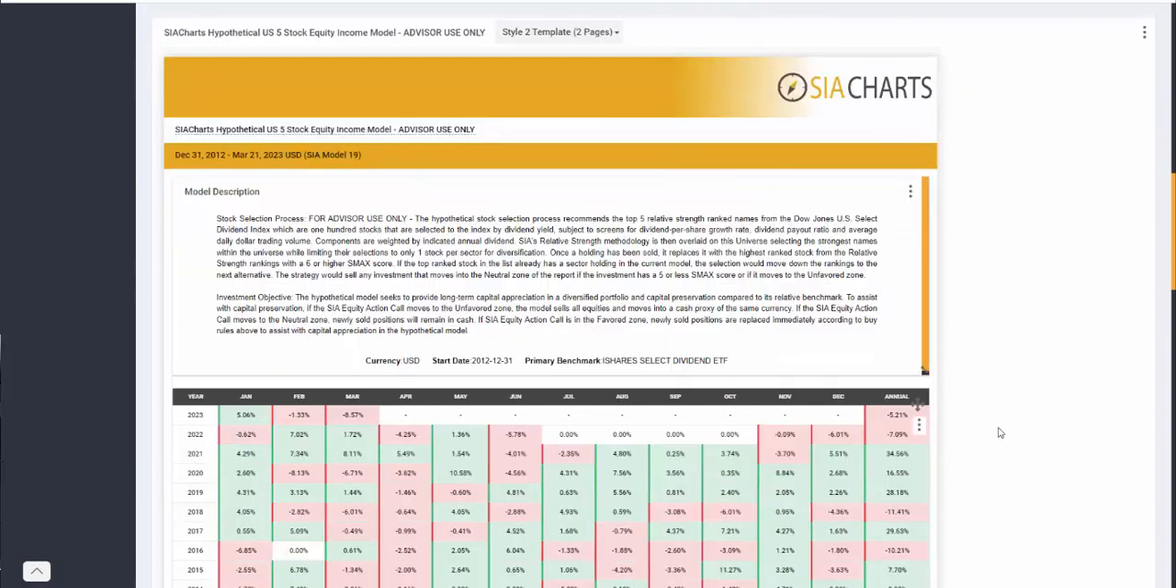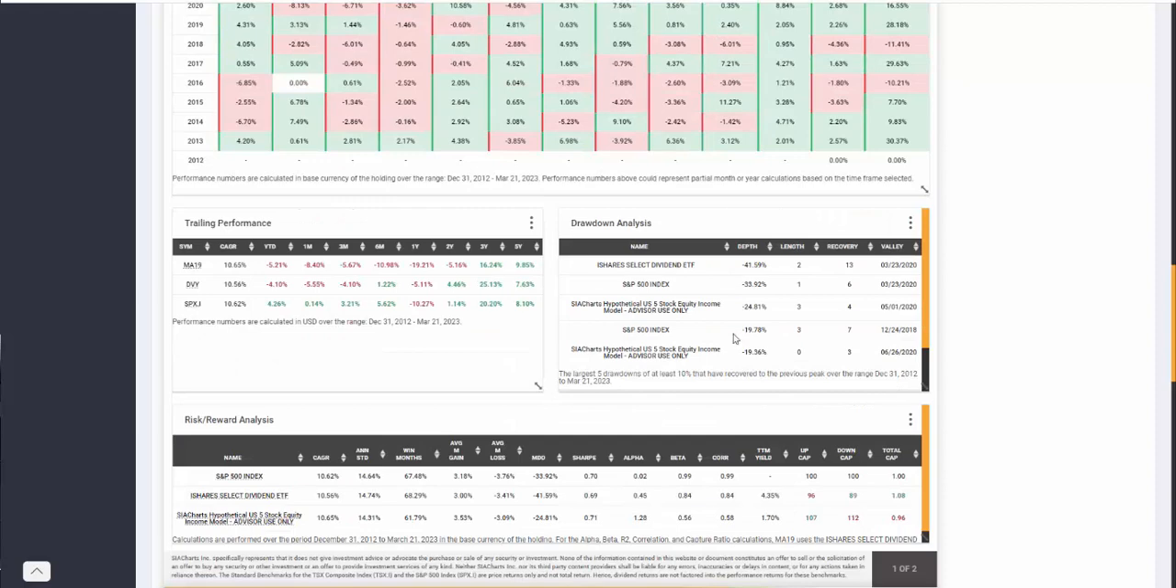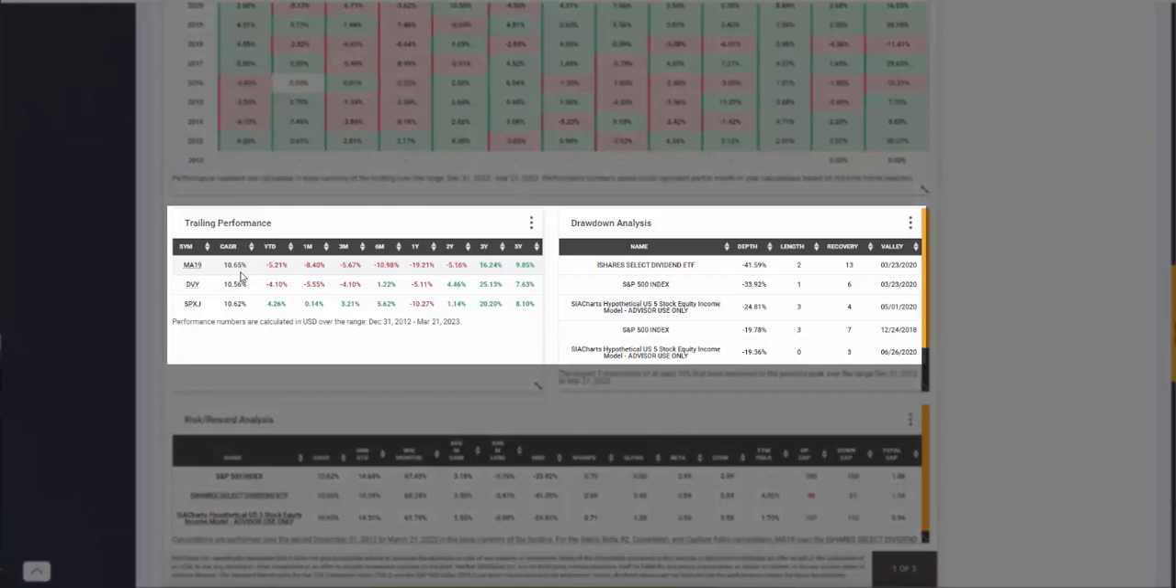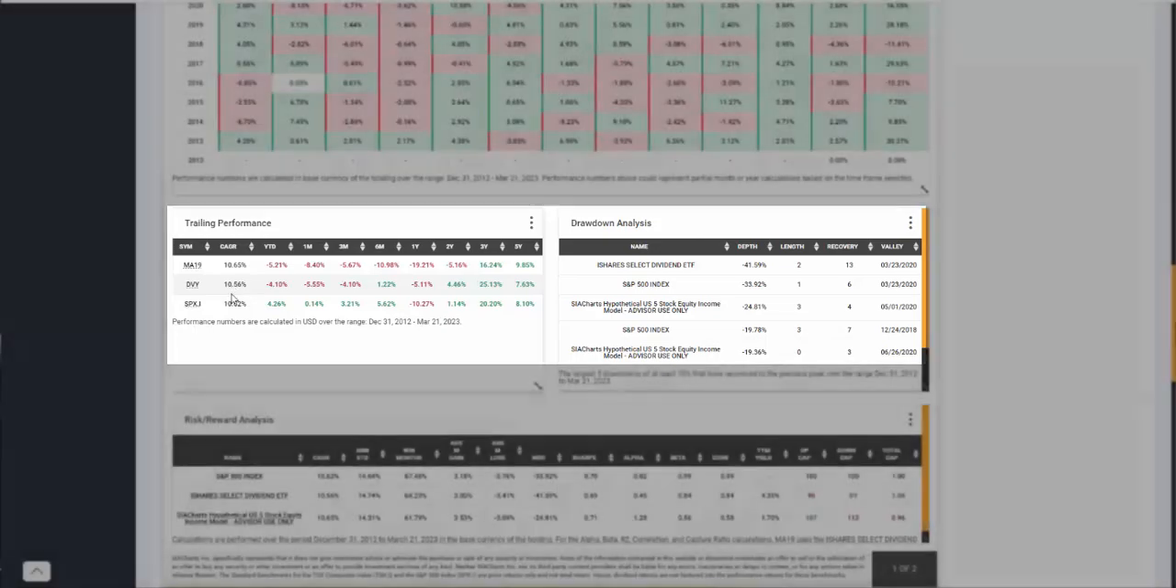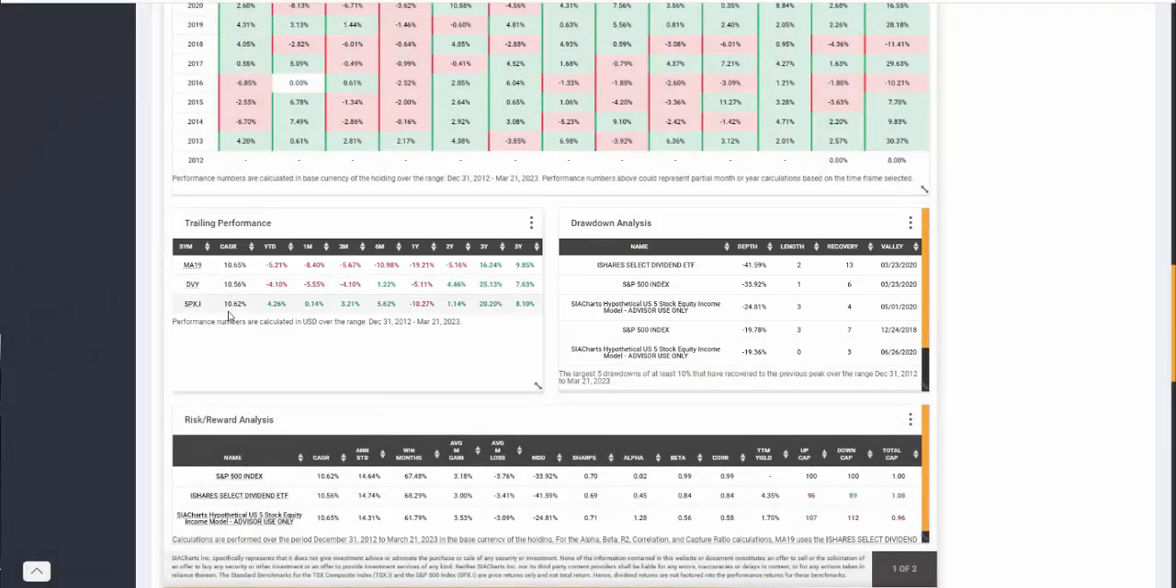In looking at the model, you could see the performance returns achieved. This model has been backtested since the end of December of 2012, and we have achieved a compounded annual growth rate of 10.65% versus DVY, which is the US Dividend Index, at 10.56%. The S&P 500 has achieved a 10.62% return over the same time period. Having said that, we have achieved very comparable returns on a less risk-adjusted basis.